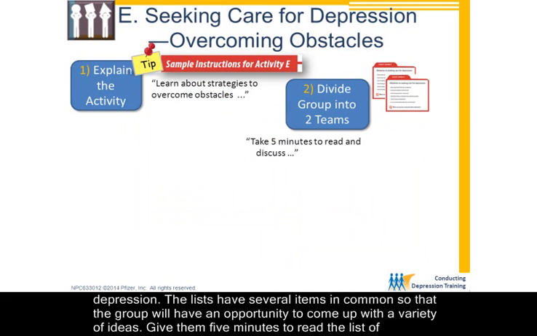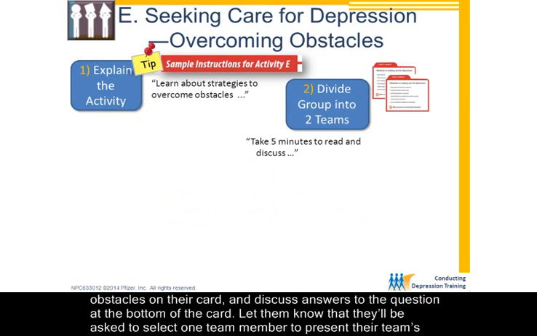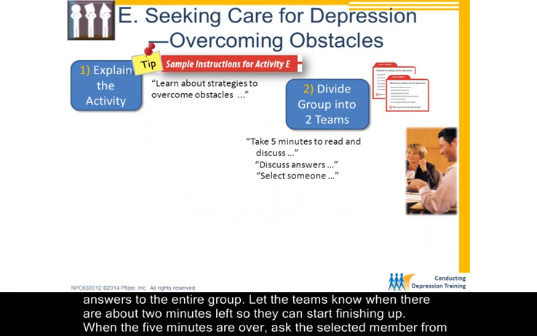Give them 5 minutes to read the list of obstacles on their card and discuss answers to the question at the bottom of the card. Let them know that they'll be asked to select one team member to present their team's answers to the entire group. Let the teams know when there are about 2 minutes left so they can start finishing up.